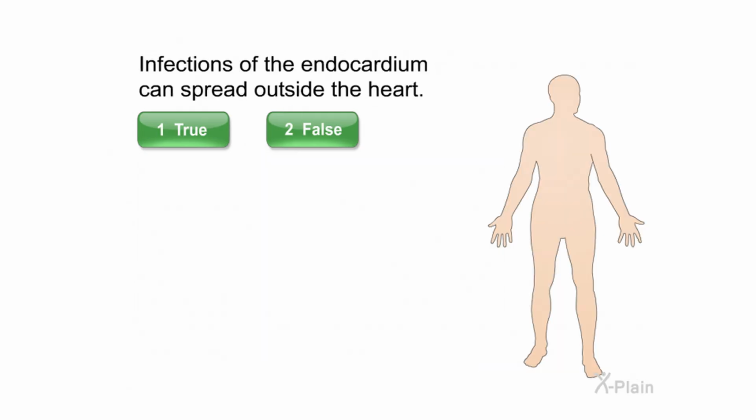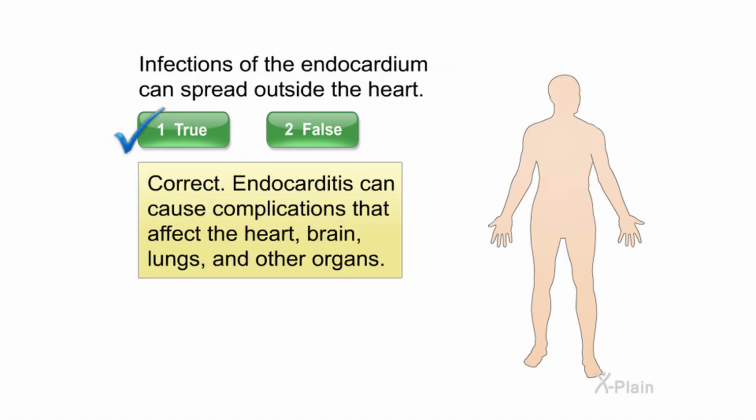Infections of the endocardium can spread outside the heart. Select true or false. Correct. Endocarditis can cause complications that affect the heart, brain, lungs, and other organs.